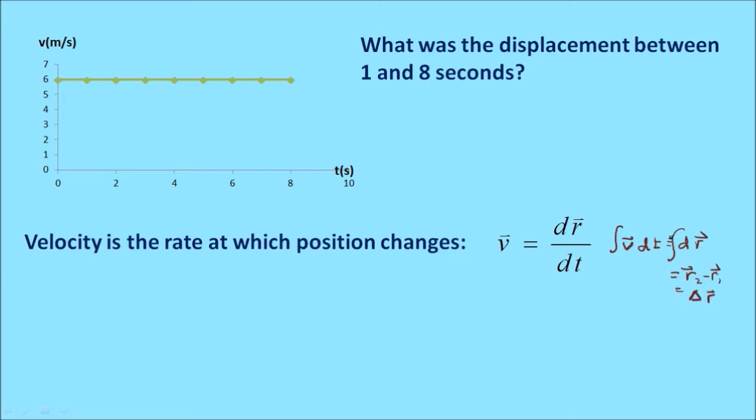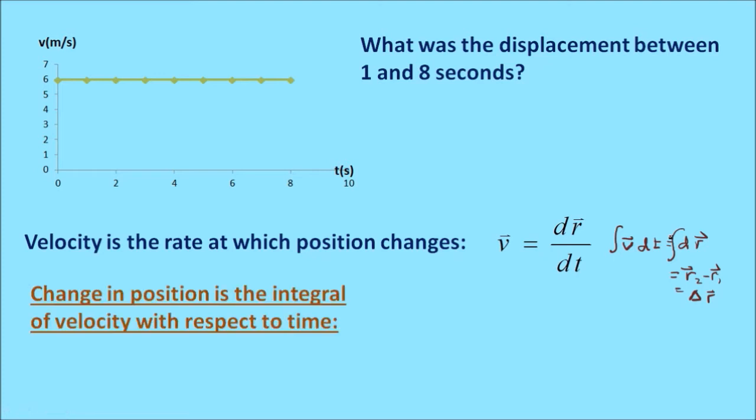And so that means we can look at it in the opposite direction. If one thing is the derivative of another, then the antiderivative of the first thing is the other. And so we can say that change in position, as we've just shown, is the integral of velocity with respect to time, the antiderivative of velocity. In other words, this, which is kind of what we just wrote. So that allows us to compute the displacement based on this graph.